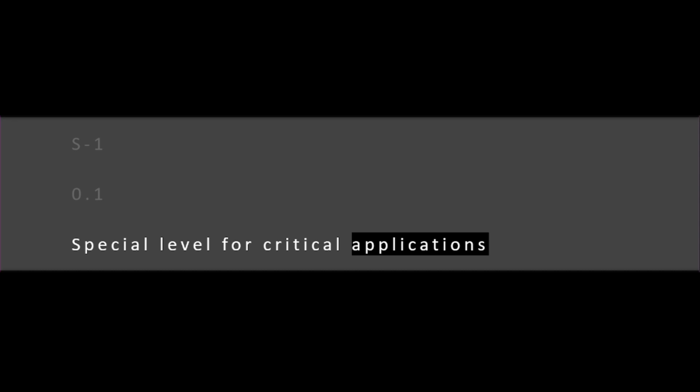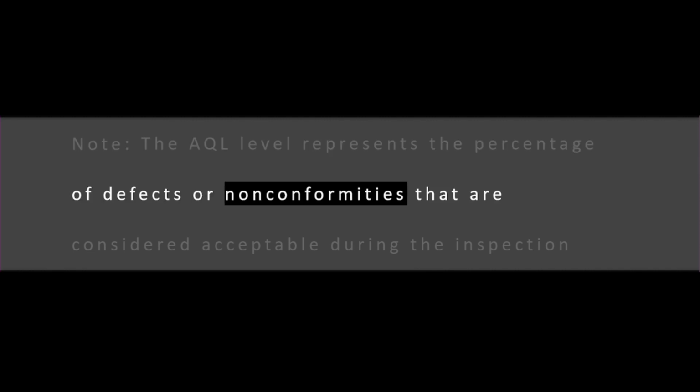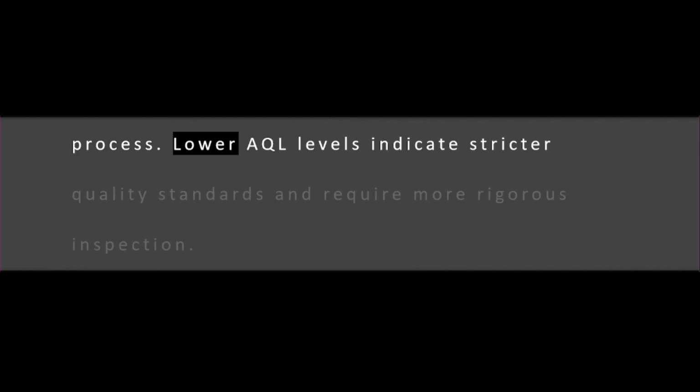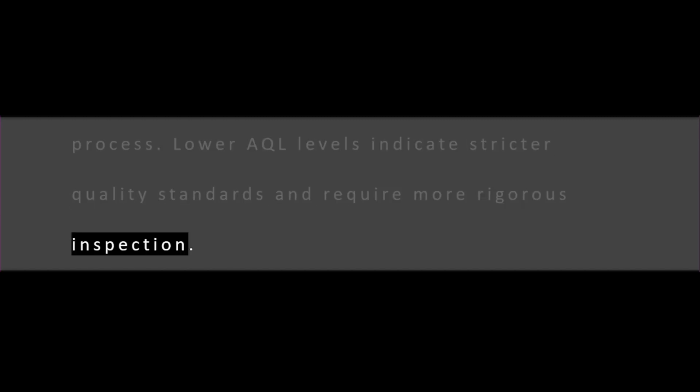S1: 0.1, special level for critical applications. S2: 0.25, special level for high-quality products. S3: 0.4, special level for regular cases. Note, the AQL level represents the percentage of defects or nonconformities that are considered acceptable during the inspection process. Lower AQL levels indicate stricter quality standards and require more rigorous inspection.